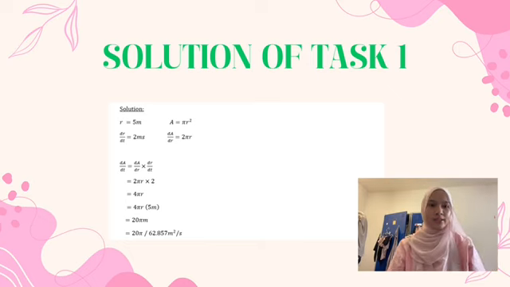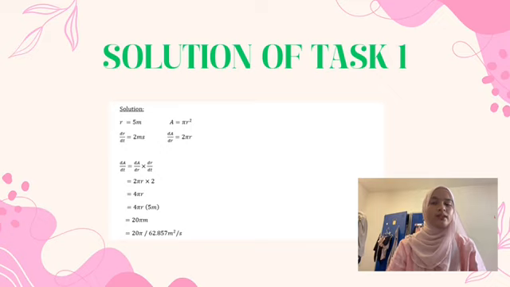Hello, my name is Siti Nur Zunaira and I'll explain task 1, which is question 1. From the question, we got the information. The first thing is the radius of the oil spill is 5 meters. Then we got the constant rate of radius change is 2 meters per second, which is dr over dt. We assume that the oil spill is a circle. So the formula of the area of a circle is pi r squared. Then we differentiate the area because we want to get dA over dr. So we get 2 pi r.